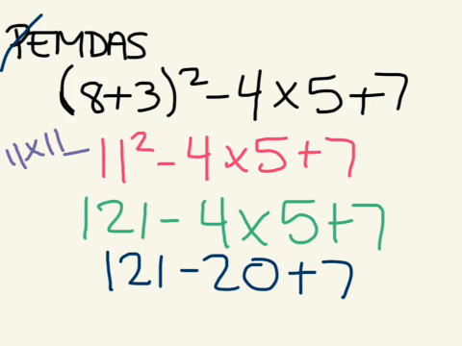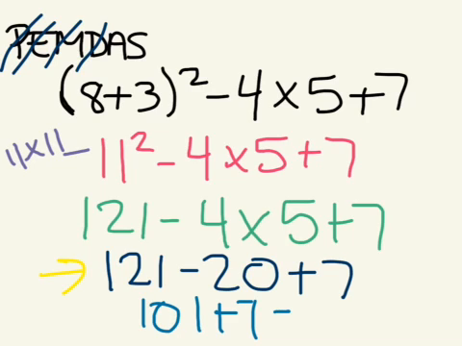So I've done my parentheses, my exponents, I've done my multiplication. There's no division. I'm going to look for addition and subtraction. Now, it goes addition and subtraction, but it doesn't mean that you do addition first. Once you are just left with addition and subtraction, just like in this problem, we are going to work left to right. So first we're going to subtract 20 from 121, and we're going to get 101 plus 7, which equals 108.